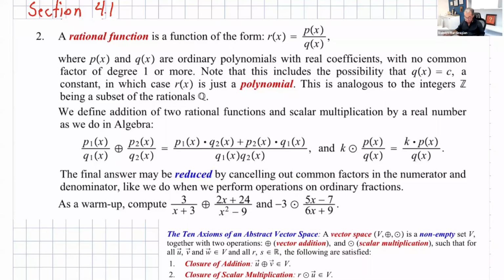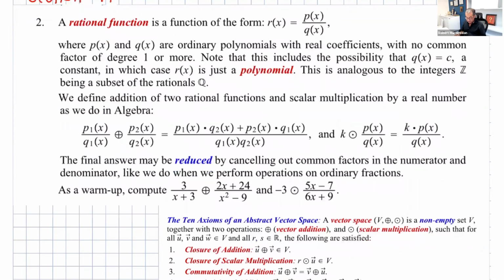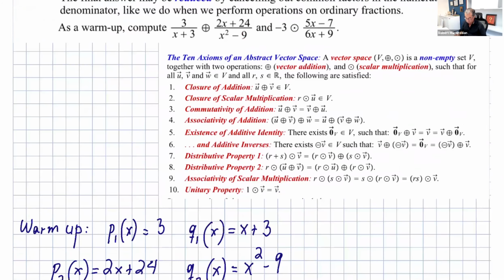So we're going to go over all the 10 axioms. I have them here. I'm going to go over those one by one and show you how it works for this one. But before doing that, there's a warm up.